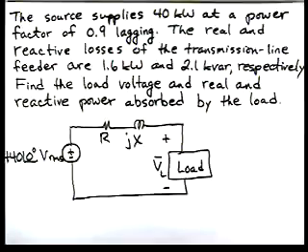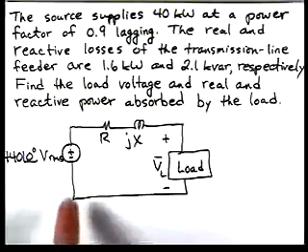Okay, in this problem, the source supplies 40 kilowatts at a power factor of 0.9 lagging. The real and reactive losses of the transmission line feeder are 1.6 kilowatts and 2.1 kilovars respectively. Find the load voltage and the real and reactive power absorbed by the load. And really, we're going to utilize Tellegen's theorem.